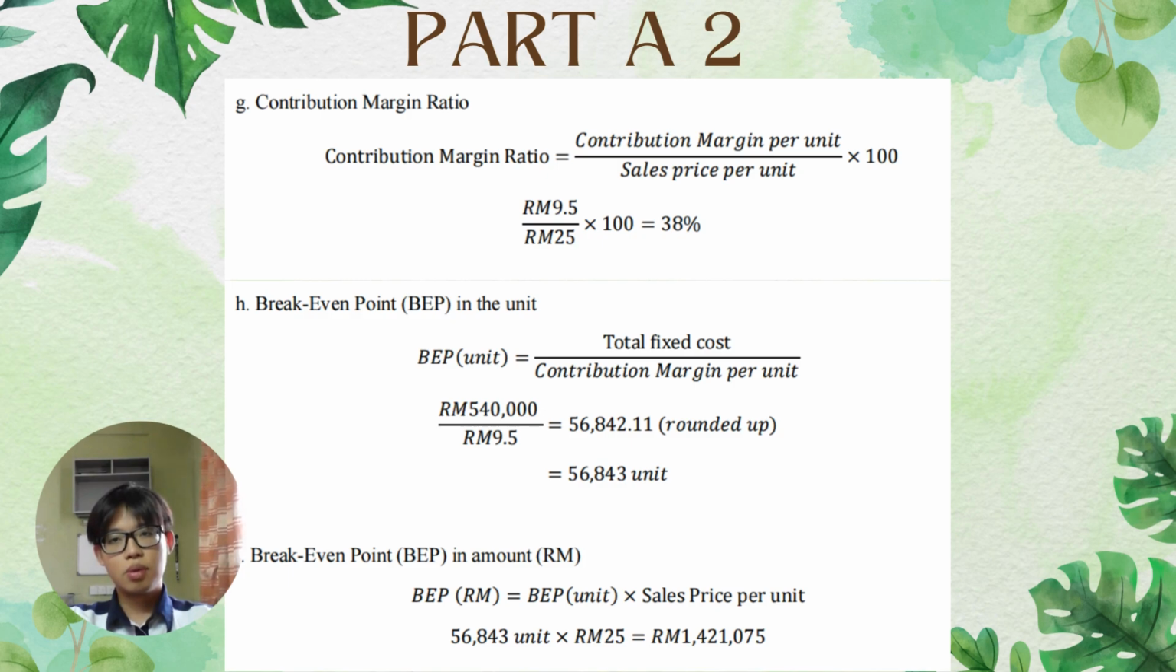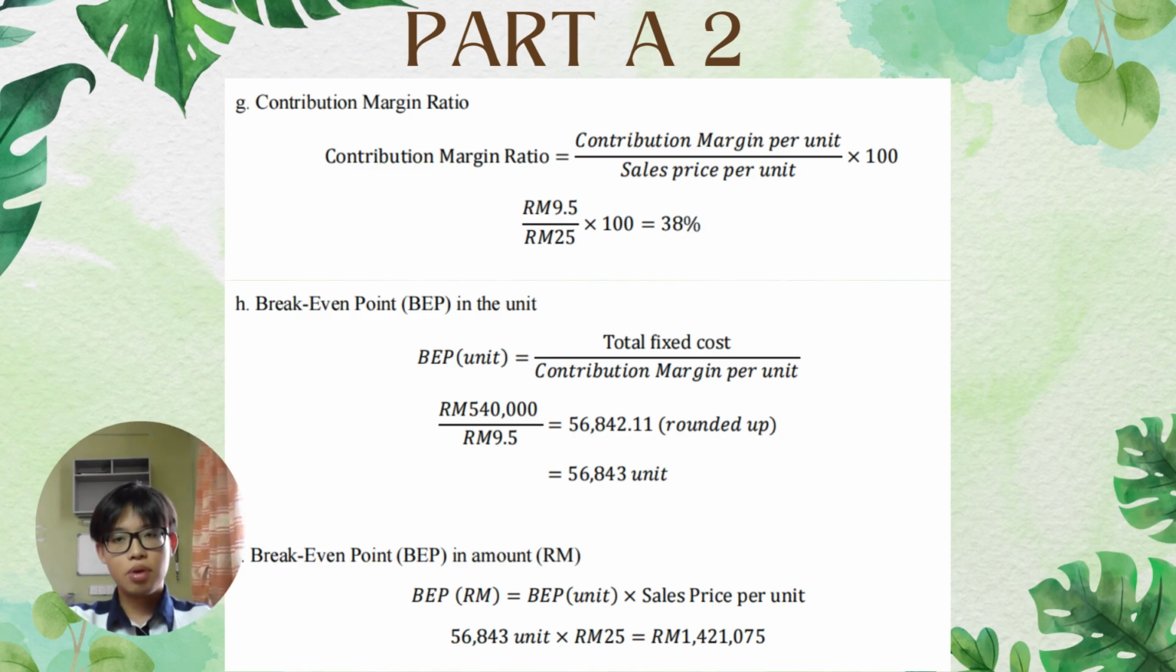To find the break-even point in units, we need to take the total fixed cost divided by the contribution margin per unit, which is 540,000 divided by 9.5. On the calculator, we get 56,842.11. But it's in units, so we need to round up. So the break-even point will be 56,843 units.